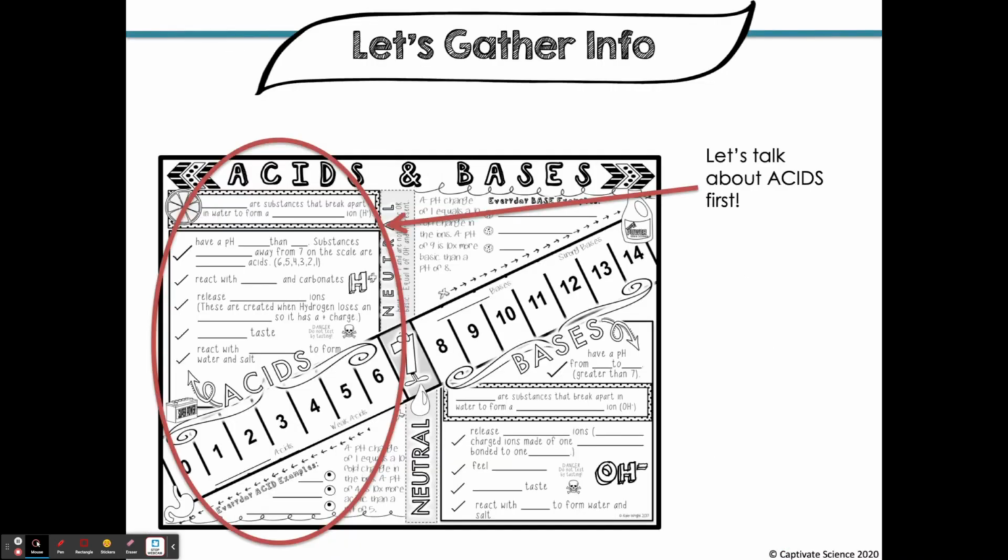All right, so here's where we're going to start on the doodle notes: the top left-hand corner of the side that has the ruler in the middle that goes from 0 to 14. It looks like a ruler. So this is where we're going to start.